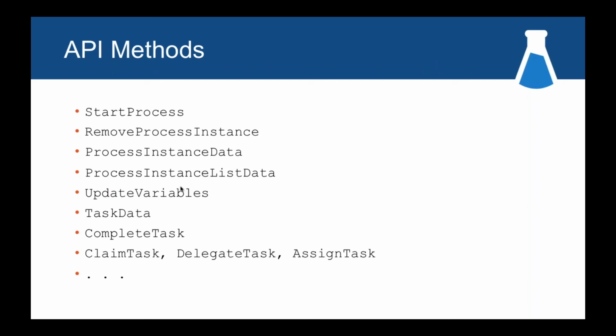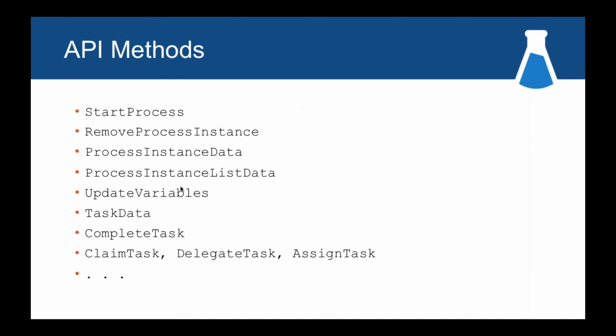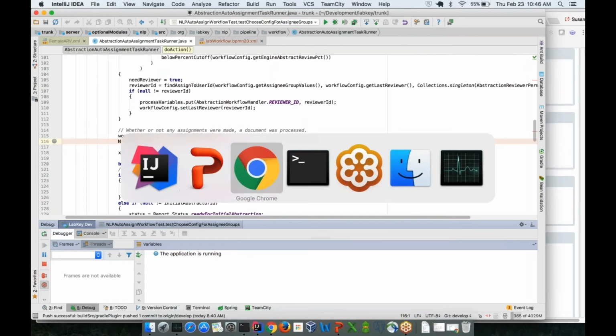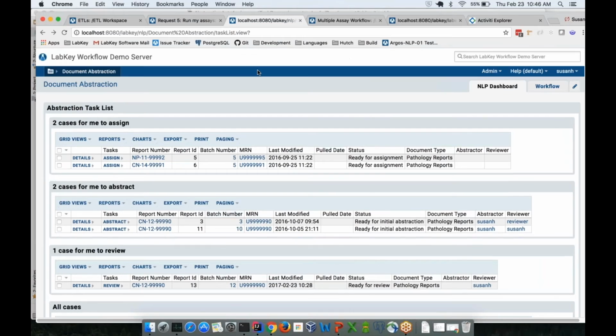And then there are various other API methods that are available for you to use: starting a process, removing a process, updating variables, and so on. These can all be very useful as you are designing your workflow interface. So before I get to the things to remember, let me go back to my example here.